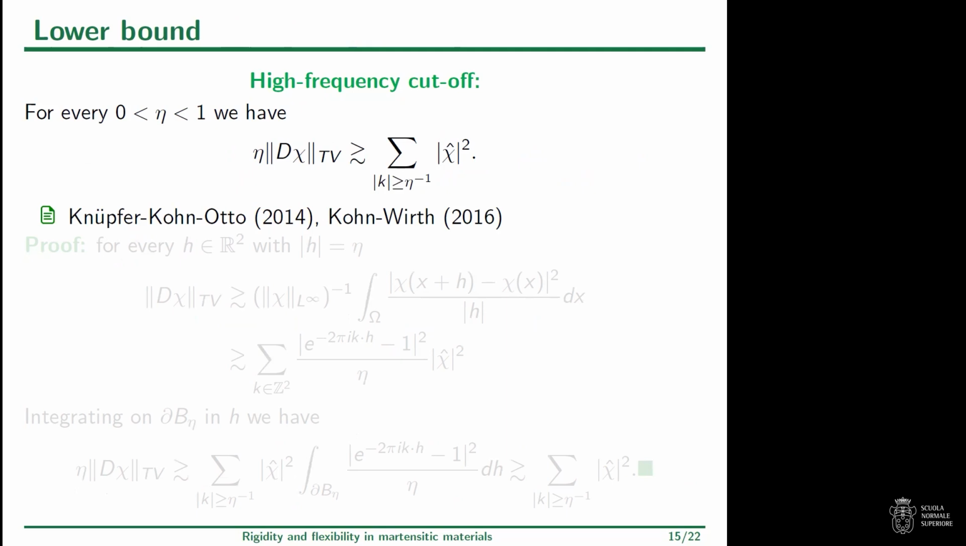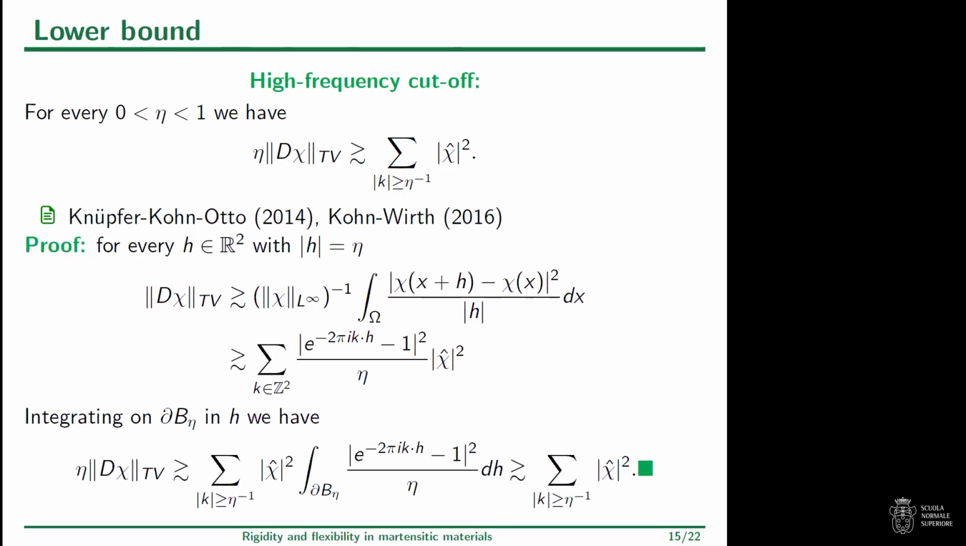Kohn and Wirth, in which you can control the high frequency tails of the Fourier transform of chi just by the total variation. This just says that if your chi is oscillating at a very high frequency, then of course the total variation gives a control of it, okay? Because when k is very large, it means that you are oscillating with very high frequency, and of course you have to pay for this with the gradient. Okay, so this is the proof.